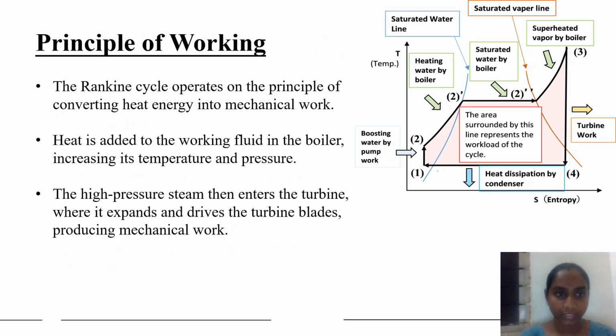Principle of working. The Rankine cycle operates on the principle of converting heat energy into mechanical work. Heat is added to the working fluid in the boiler, increasing its temperature and pressure. The high pressure steam then enters the turbine, where it expands and drives the turbine blades, producing mechanical work.